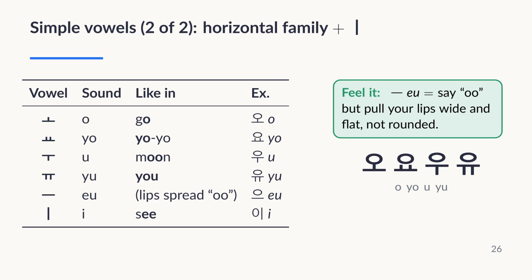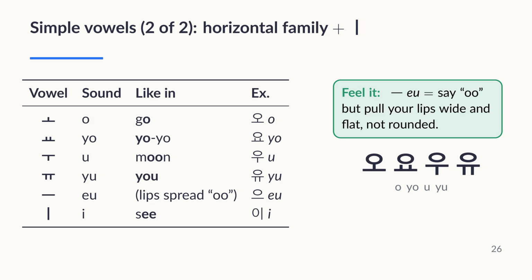Now the horizontal family, built on the flat earth line, plus the lone human line vowel to finish the basic 10. The first is O, a rounded sound like the O in go. The example is O. The second is yo, like a yo-yo. The example is yo, and it is the O vowel with an extra stroke, following our Y pattern again.